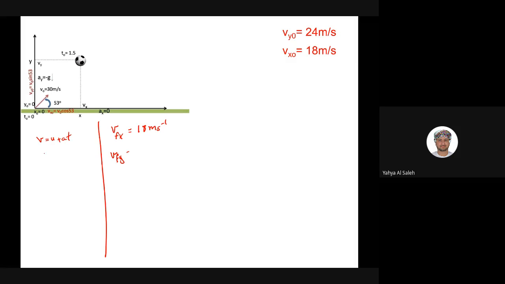Let's find out. Vy equals initial Vy naught, which was 24, plus minus 9.8 times 1.5 seconds, and this will give me 9.3 meters per second. So my final Vy will be 9.3 meters per second. What about distance? How can I find the x distance and the y distance?